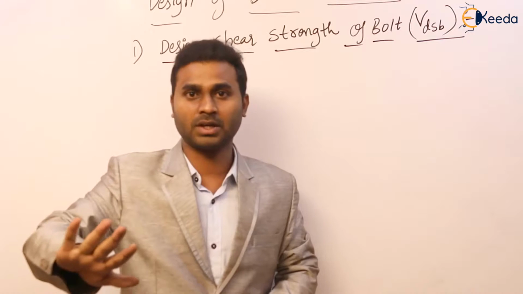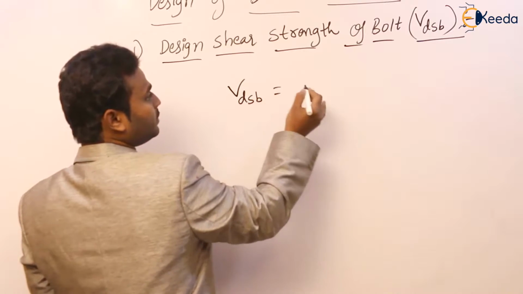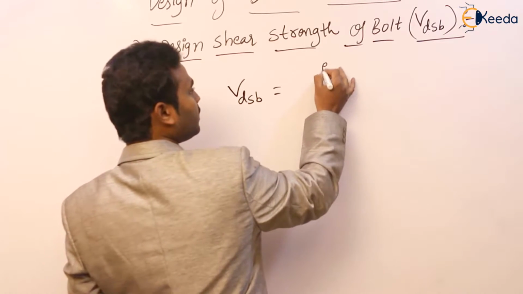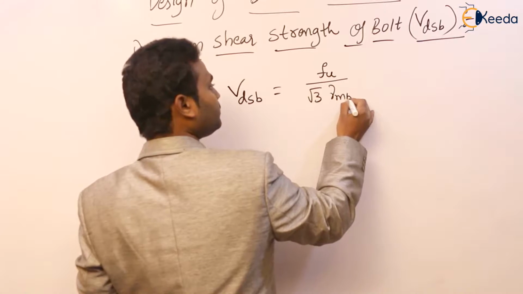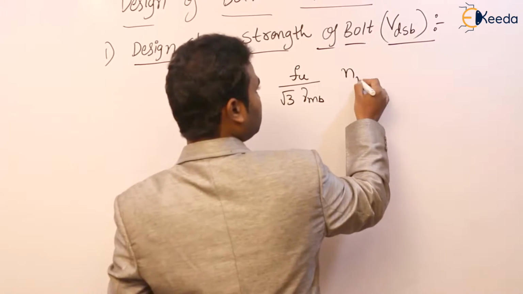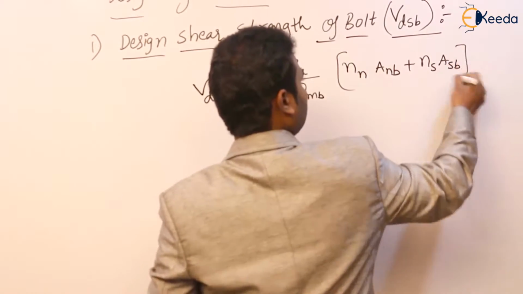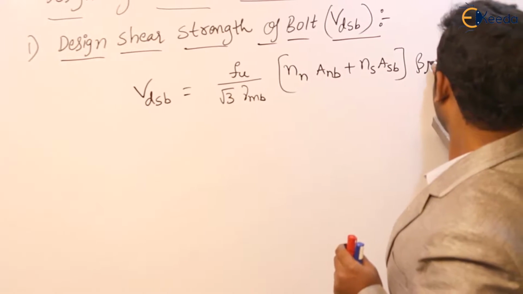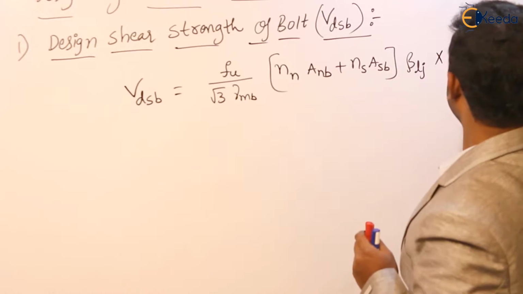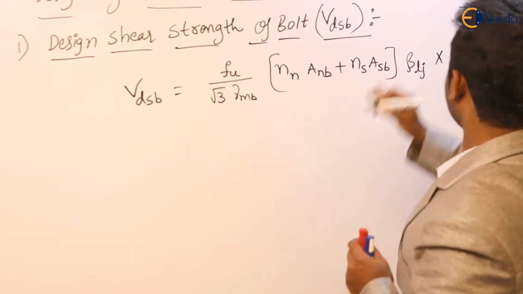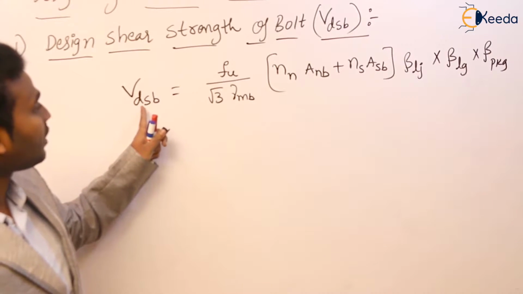Okay, later I'm going to simplify it. Clear? So the formula that is mentioned regarding this, the design shear strength of bolt in the code book is... So this is the formula that is mentioned in the code book. Design shear strength of bolt.